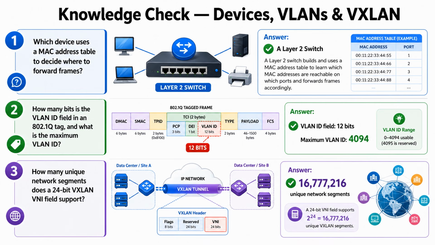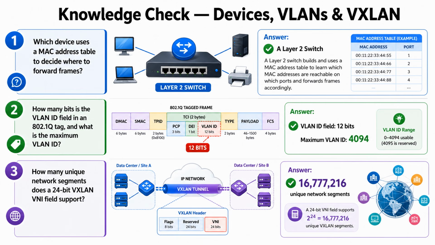Second question, how many bits is the VLAN ID field in an 802.1Q tag? And what is the maximum usable VLAN ID? The VLAN ID field is 12 bits. 12 bits gives you a range of 0 to 4095, 4096 possible values. But values 0 and 4095 are reserved, so the maximum usable VLAN ID is 4094. That 4094 ceiling comes up all the time in data center design conversations, and it's exactly why VXLAN was invented.